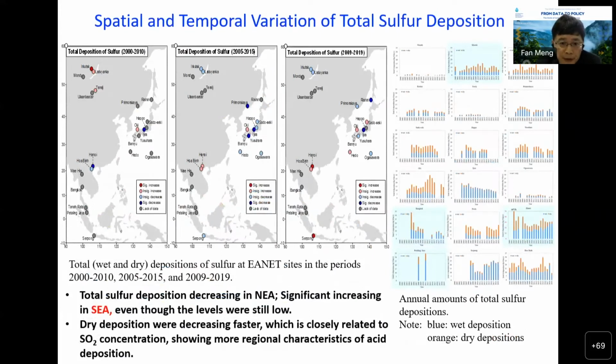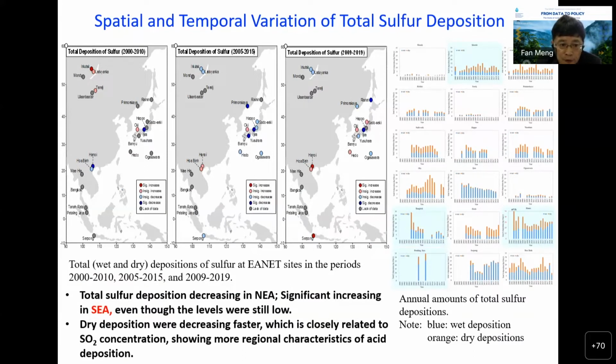This slide is for sulfur deposition, including dry deposition and wet deposition. On the left are 3 charts, each covering 10 years, with a new chart every 5 years. The first one is up to 2010, the second one is 2005 to 2015, and the last one is the recent, current decade. Red dots mean a significant increase, and blue dots mean a decrease.